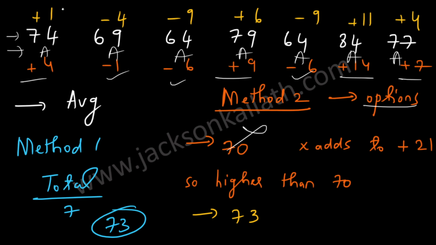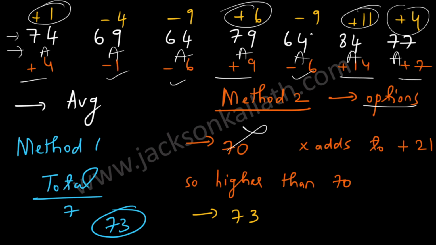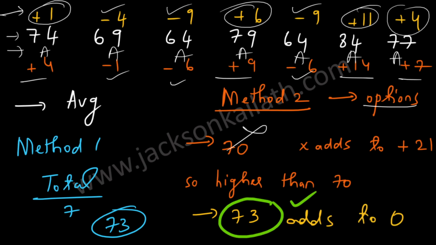Now let's add it up. You have 1, and then you have 6, and then you have 11 and 4. So this adds up to 7 plus 11, it's 18. 18 plus 4 is 22. Now let's add the negatives. So this is minus 4, minus 9, and minus 9. Minus 9 plus minus 9 gives minus 18. Plus minus 4 gives minus 22. So you have plus 22 and minus 22. So when you add all of these up, you will get 0. Therefore, yes, 73 is the number that can replace each of these numbers without changing the total, or 73 is the average of these 7 numbers.